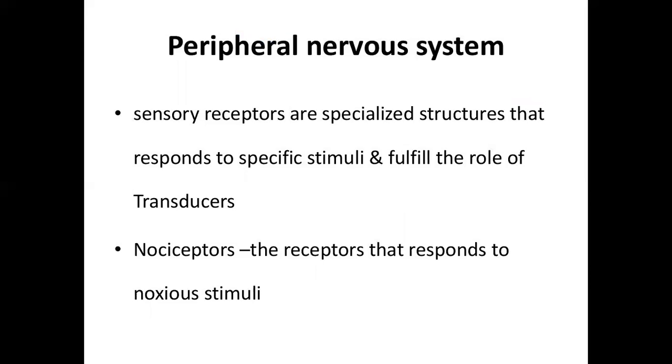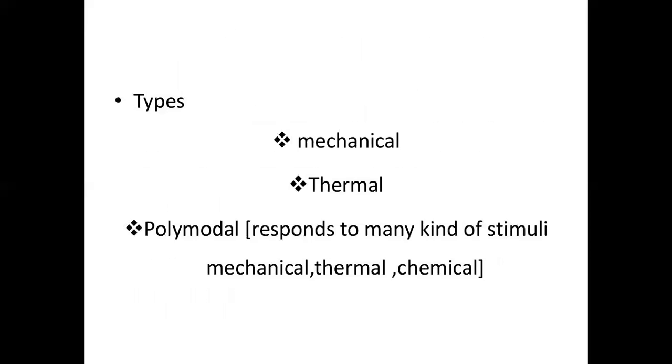The peripheral nervous system. Sensory receptors are a specialized structure that responds to specific stimuli and fulfill the role of transducer. As we already knew, nociceptors are the receptors that respond to the noxious stimuli, the mechanical type or thermal type.